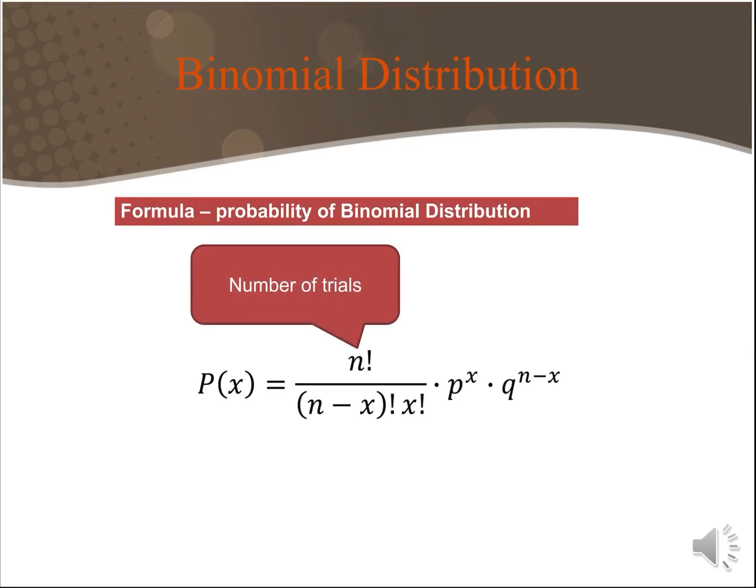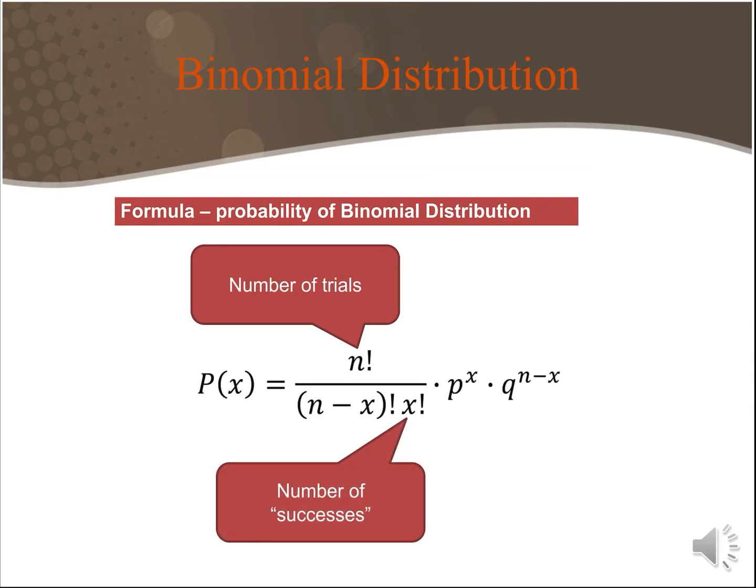So n is the number of trials. Remember the problem we were just talking about with Lipitor? That would be 800. N would be 800 there. The number of successes would be x. So in the Lipitor example, if you were finding the probability that of the 800 people, 70 had headaches, 70 would be your number of successes, 70 would be your x.